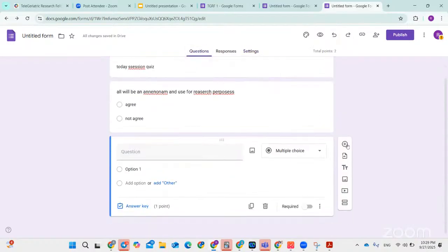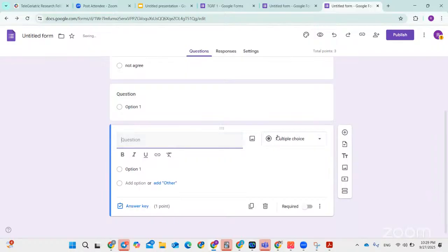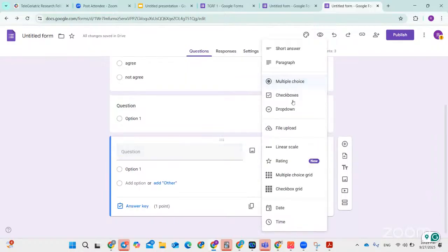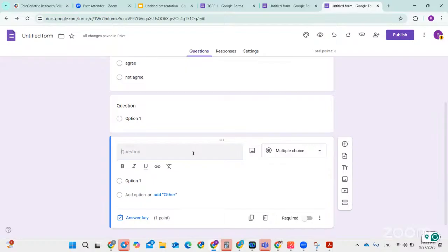Then you can go to make your question. For example, here you can choose multiple choice, or you can make it a linear scale, a star rating, or a short answer or paragraph. You can also add media, for example, like what I did. I added some radiological images, or you can add a video. If anyone is interested in radiology, he can add auscultation findings, add a video from YouTube, and so on.